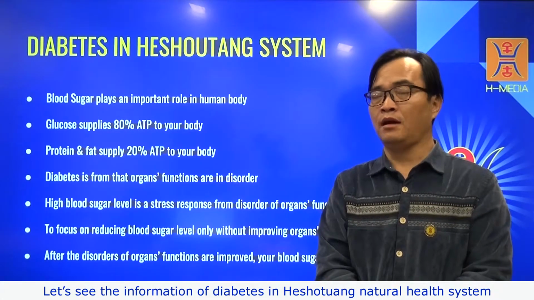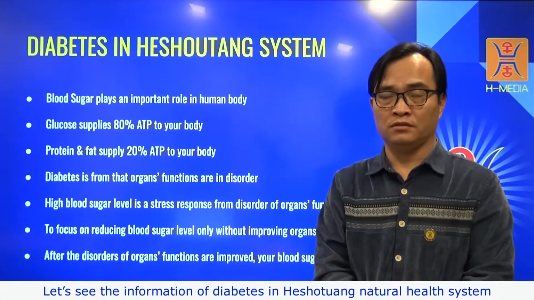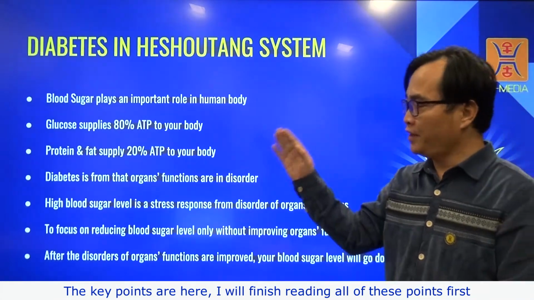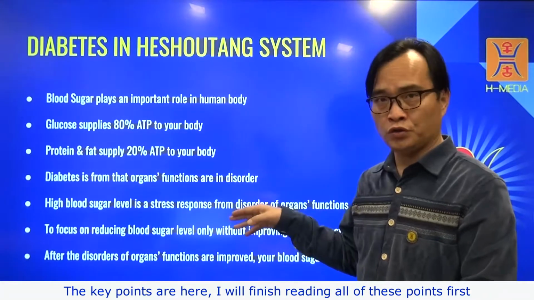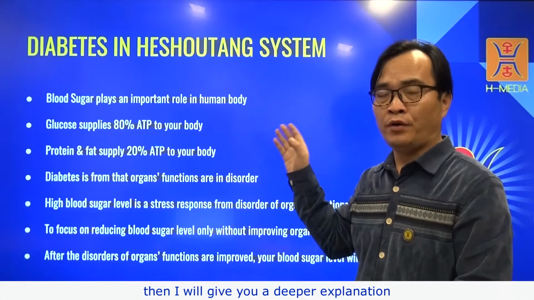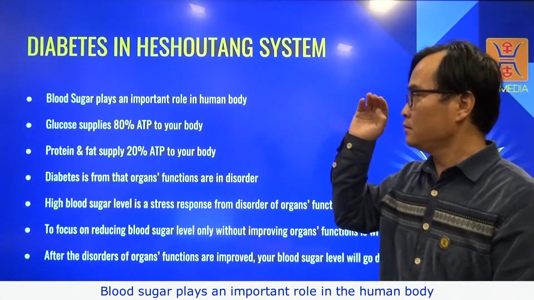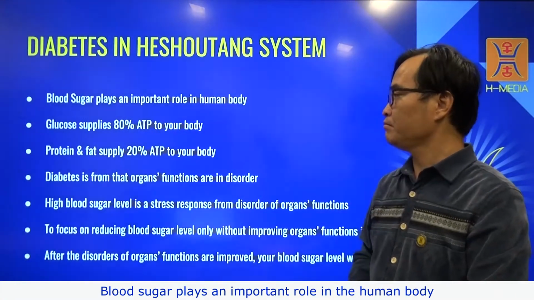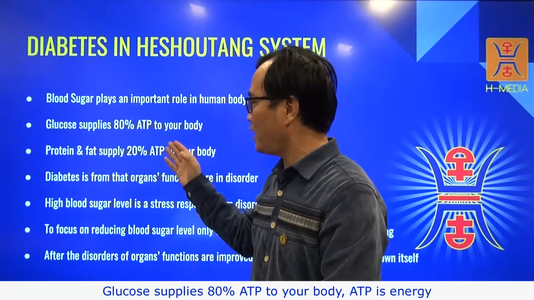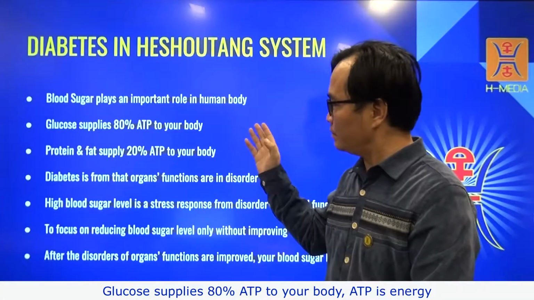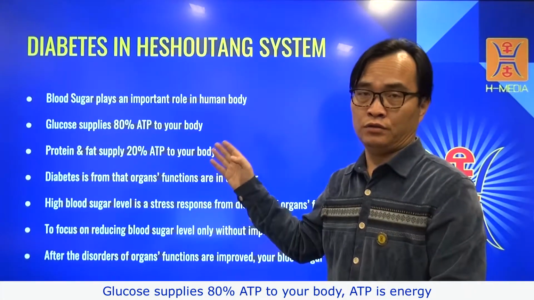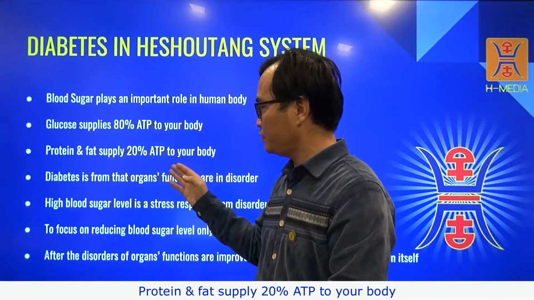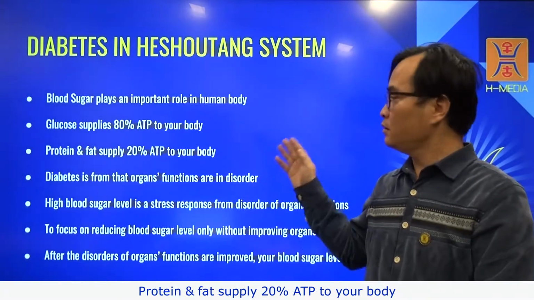Let's see the information of diabetes in the Heshoutang natural health system. The key points are here. I will finish reading all of these points first, and then I will give the deeper explanation. Blood sugar plays an important role in the human body. Glucose supplies 80% of ATP to your body. ATP is energy. This kind of word is from chemical knowledge. Protein and fat supply 20% of ATP to your body.